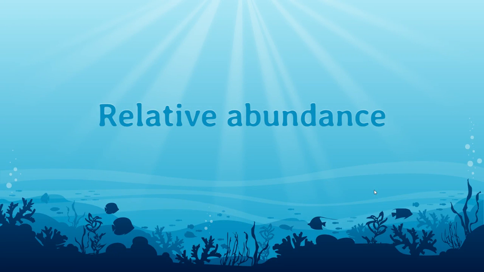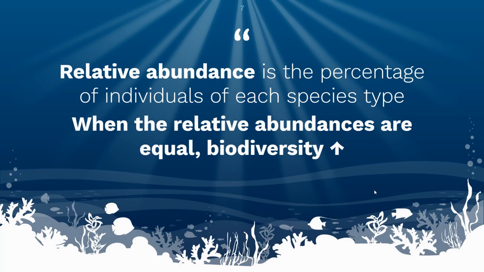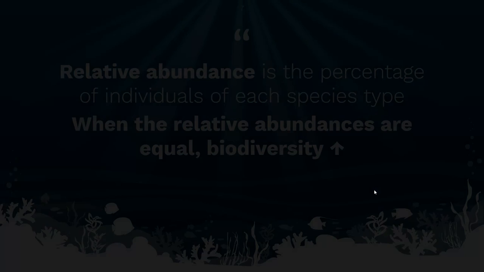Now what we're going to do is talk about the other index that we're going to be using, called relative abundance. Relative abundance is a percentage of individuals of each species type. And so we're going to do a little bit of math here. When the relative abundances are equal, biodiversity is going to be higher. And I think you'll understand it a little bit more after we look at our examples.